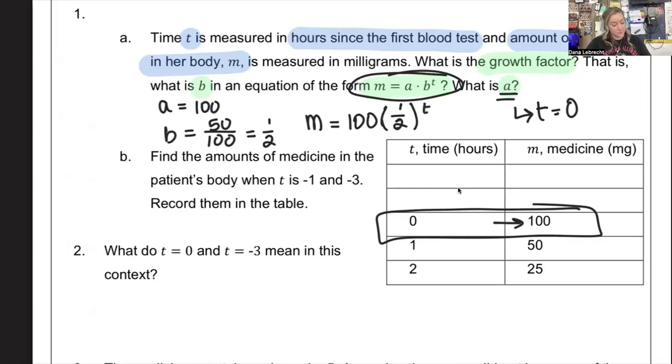to the t. Okay. And then I'd like you guys to complete the rest of the table and use your equation to find when t is -1 and -3. So those are going to be your inputs over here. Okay, so go ahead and pause the video, try to find those, and then continue playing to check your work. Okay, so when t is -1, that's 200. And then when t is -3, that is 800.